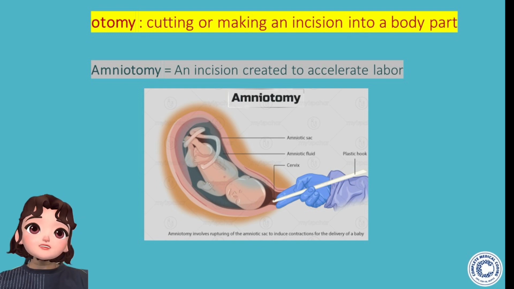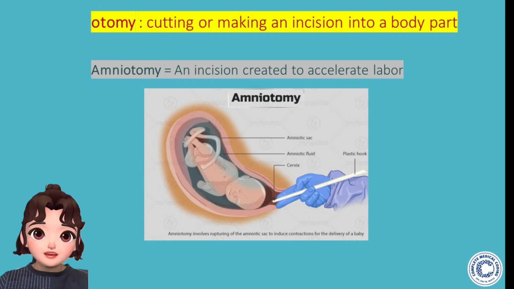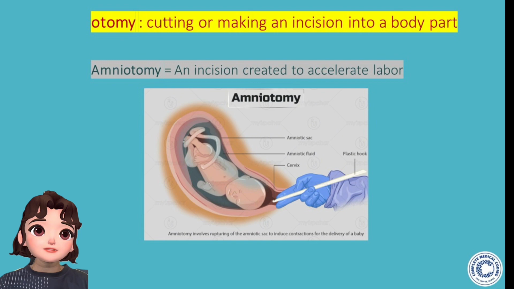First one is amniotomy. Amniotomy means an incision created to accelerate labor. Amniotomy involves rupturing of the amniotic sac to induce contractions for the delivery of a baby. It's as shown in the picture. That is amniotomy.